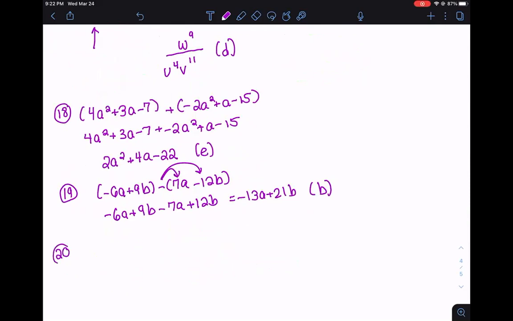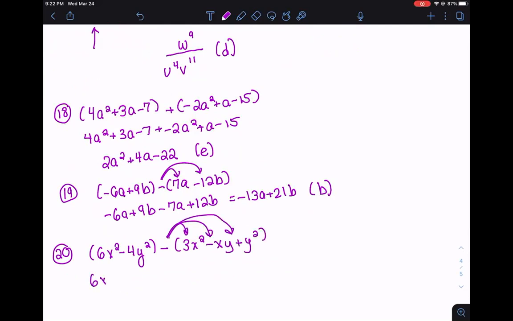Finally, 20, and then I'll pause and then we'll do the last few. So 20 is going to be 6x squared minus 4y squared. And then again, right away, you should say, oh, wow, I have a subtraction. So I will distribute. So the only time that we distribute is when it's a subtraction. The 3x squared becomes negative, the xy becomes positive, the y squared becomes negative.